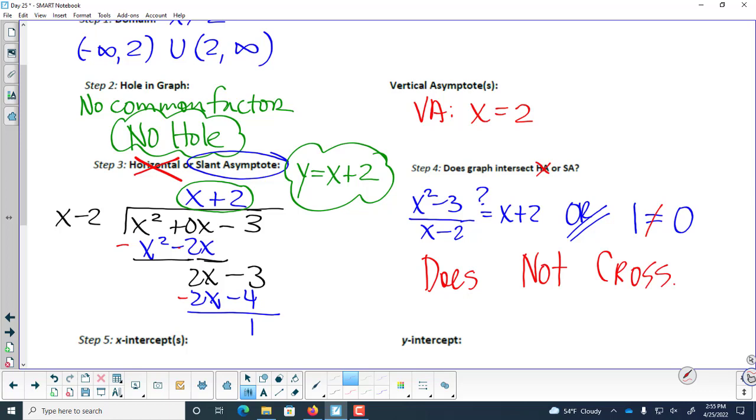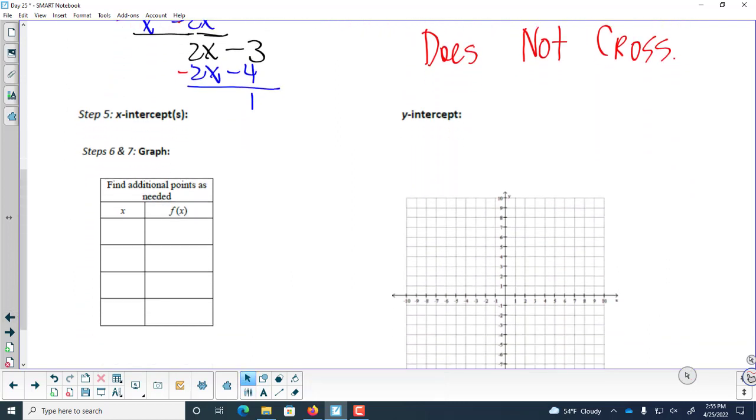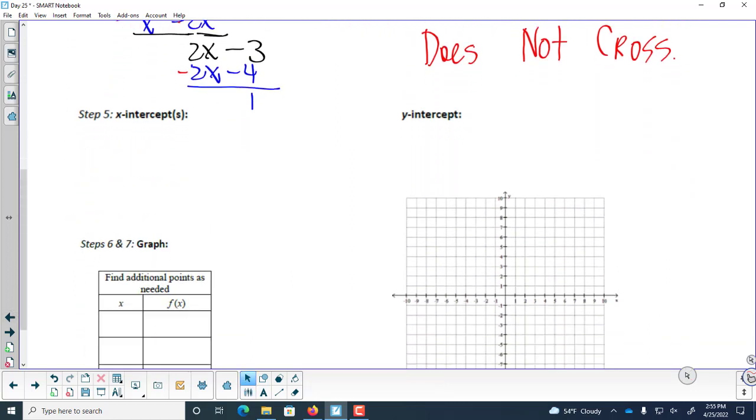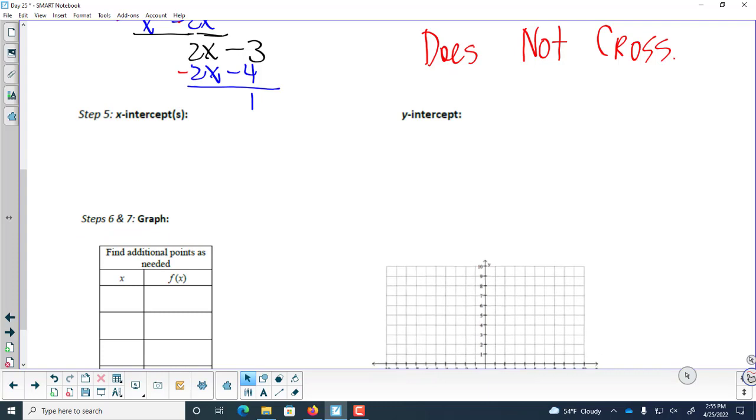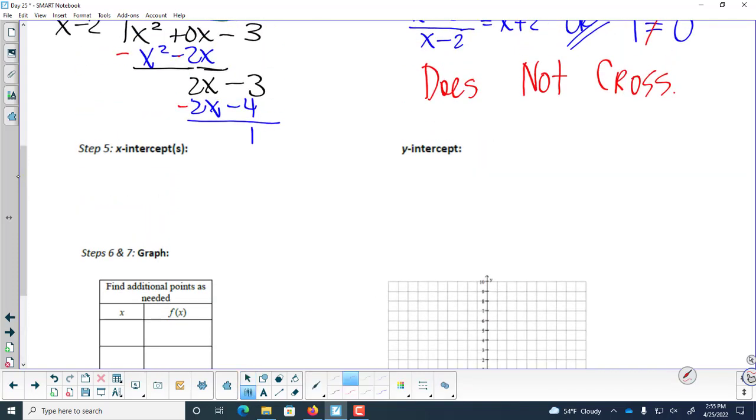All right, so we know it's not going to cross. That's good. Okay, so now we need our intercepts. How do you find the x-intercepts? Set the numerator equal to 0. That's the fast way. So what's my numerator? X squared minus 3. And solve that quadratic equation.